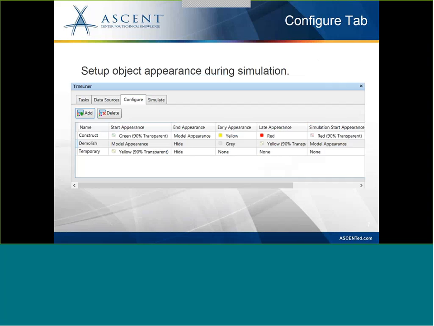The Configuration tab is where I was mentioning those task types. You've got your construction task type, a demolish task type, and your temporary task type. And those are default. They come with the software automatically. But you can remove them. You can add new ones. This is very, very flexible.